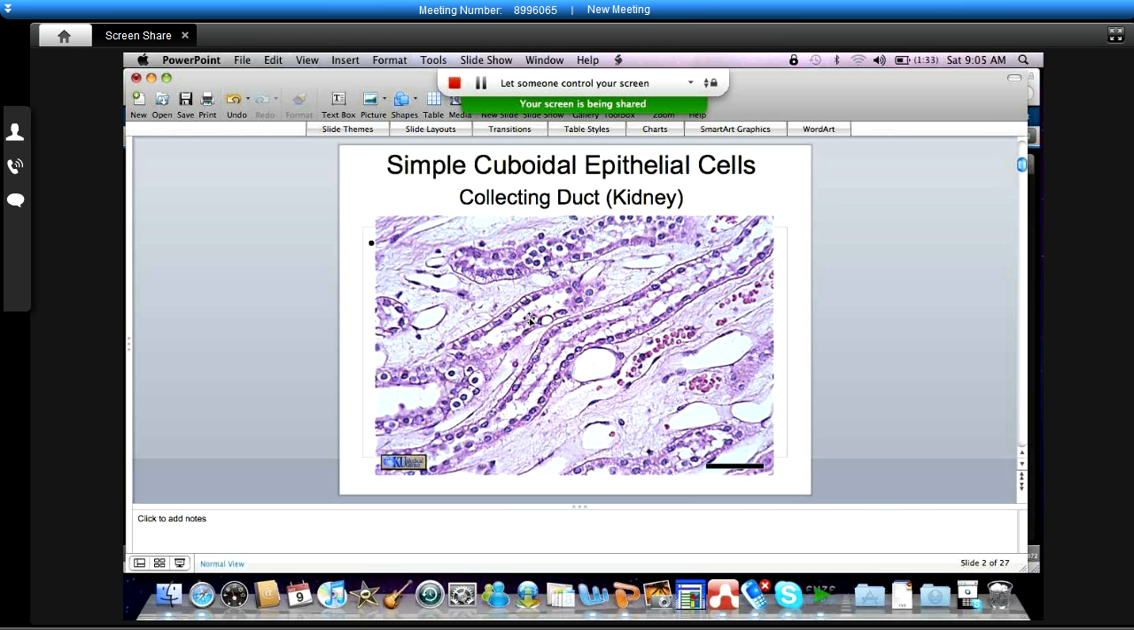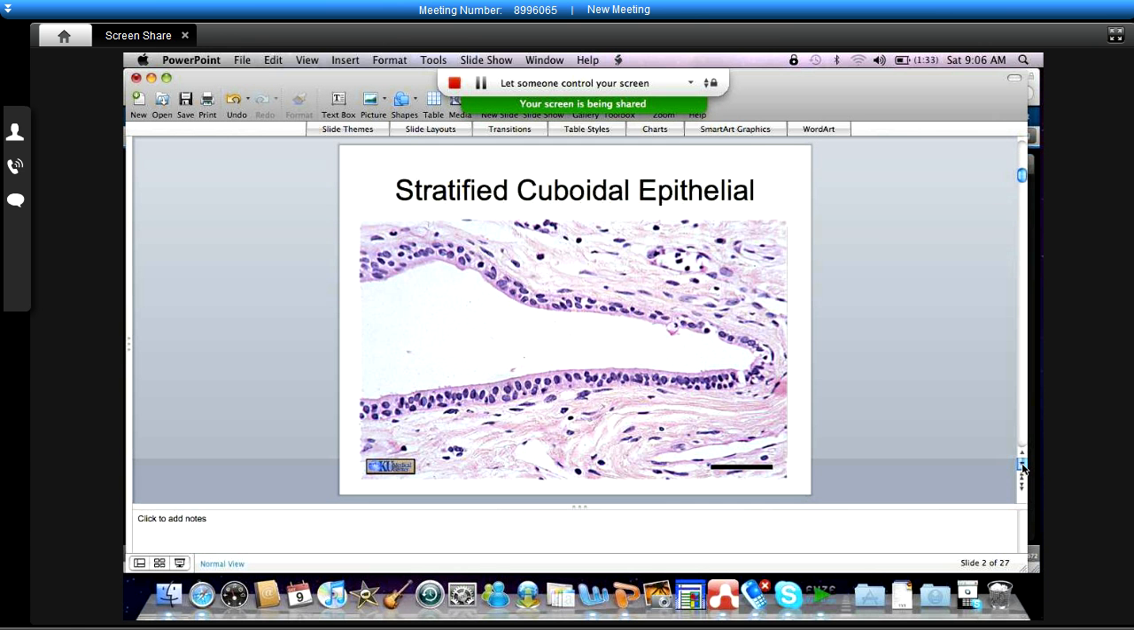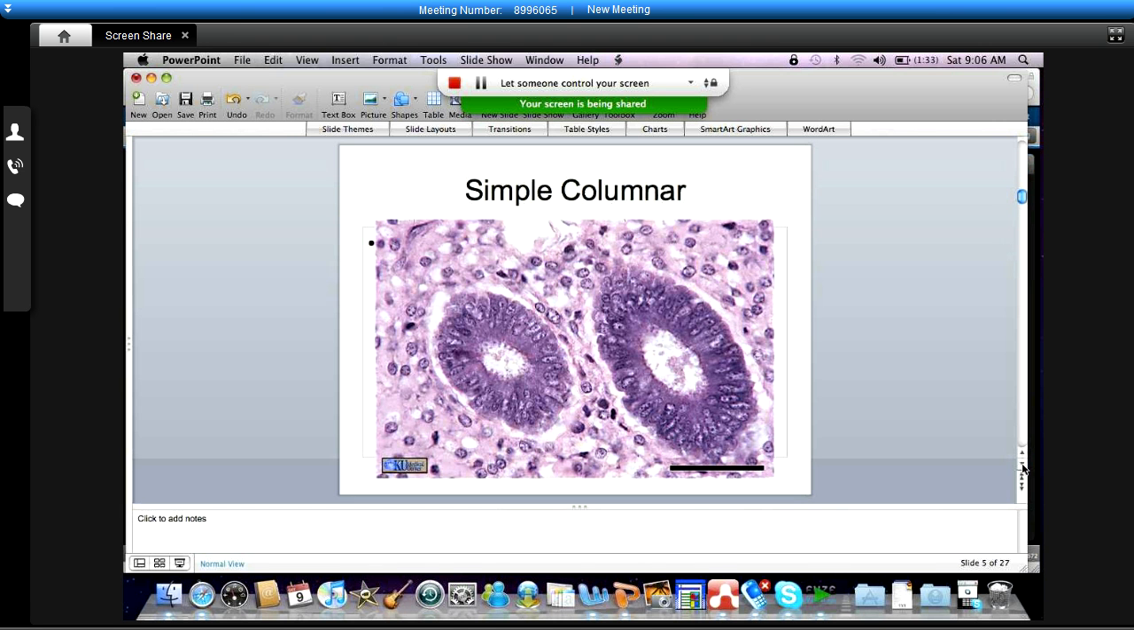Now, conversely, I may also say this is simple cuboidal epithelial tissue, identify what type of organ system would you typically see that at, and one of your choices would be the collecting duct of the kidney. So the questions will be very straightforward. That's not a good picture that I would show for the purposes of the exam.